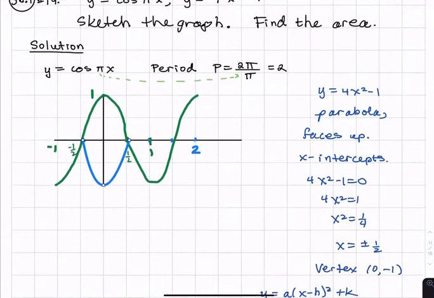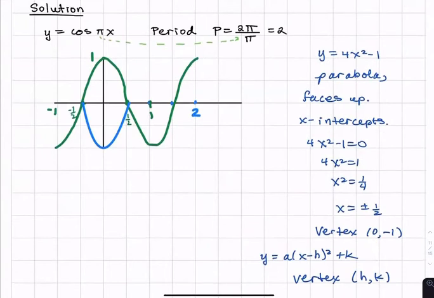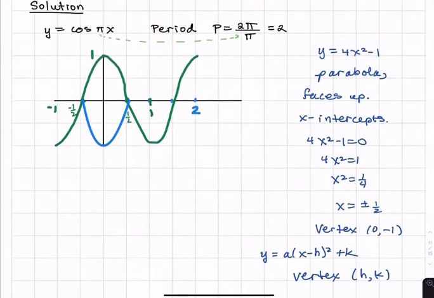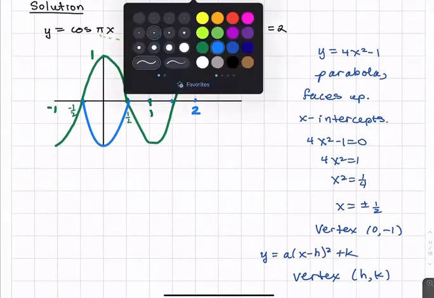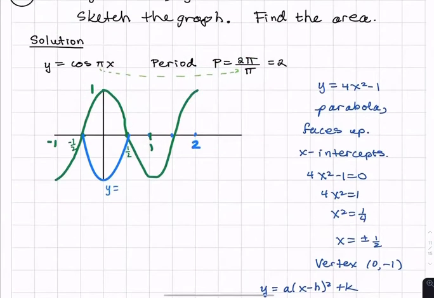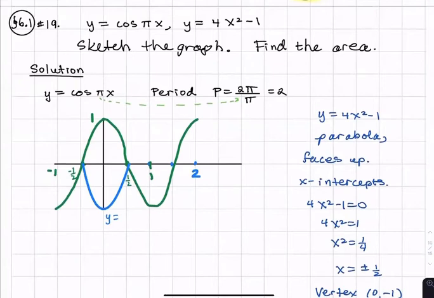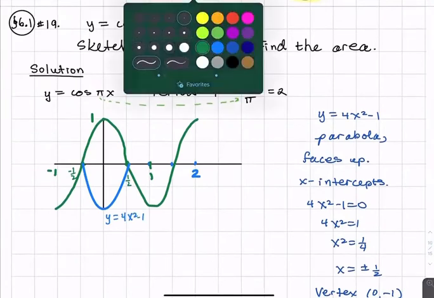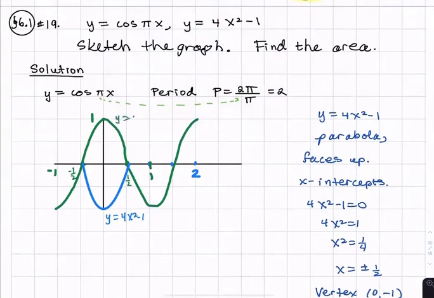This is our bottom function. So I have y equals 4x squared minus 1 on the bottom, and on the top, I have y equals cosine pi x. I overdid it on the cosine graph. I didn't have to do so much, but it's okay. I'll just color in the part that I want.